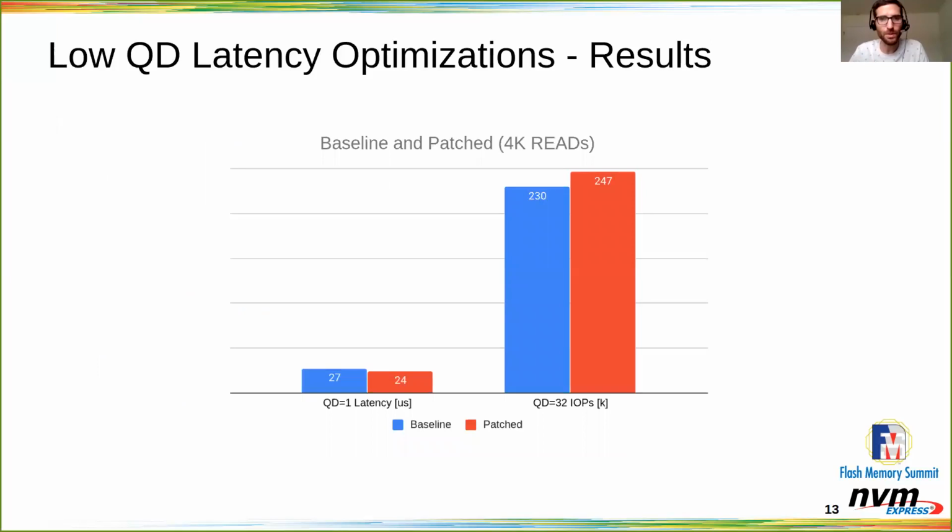So once we added these two eliminations of context switches, again, we ran the same benchmark. The baseline was with the IO affinitization applied, and we achieve an additional 10% improvement in QD1 latency for 4K reads. And we also achieve between 5 and 10% improvement at QD32, from 230 KIOPS to 247 KIOPS from a single thread. So that's good.